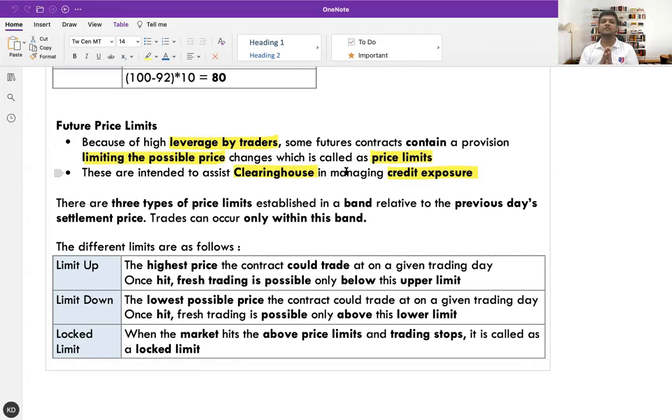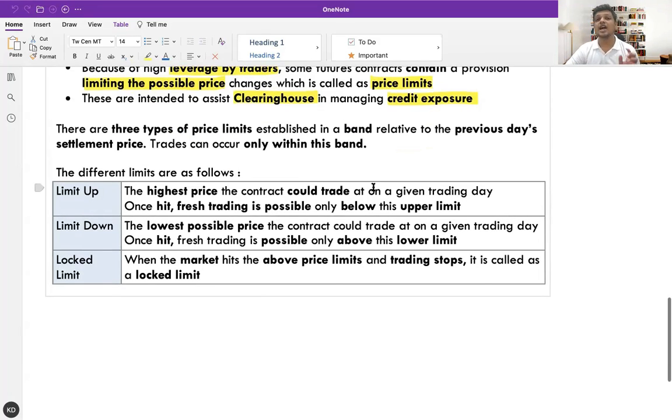There are 3 types of price limits basically. Actually, there are only 2 types and a band is there. So we will discuss that. And they are all based on the previous day's price. Okay. So first you have limit up. Limit up is the highest price beyond which the stock cannot go on one single trading day. Are you getting my point? Clear?